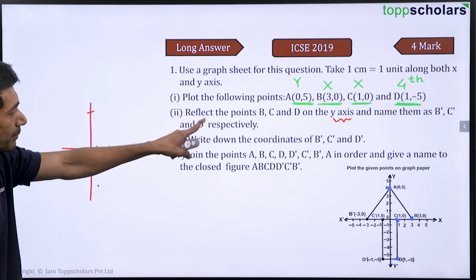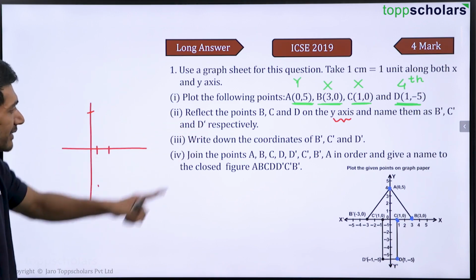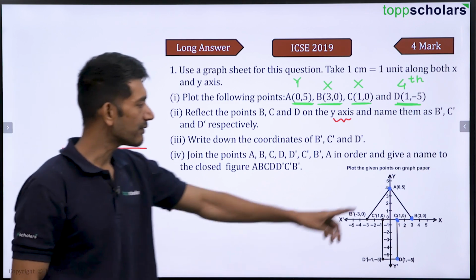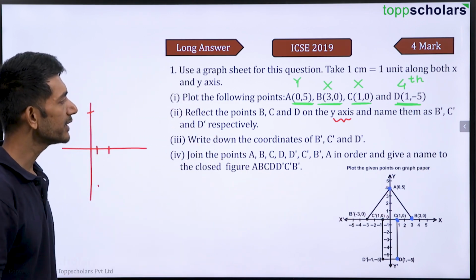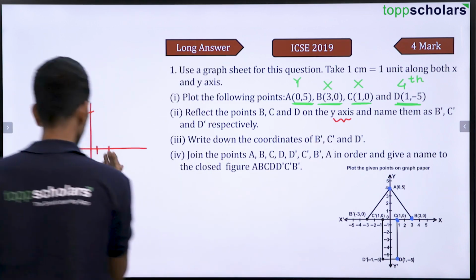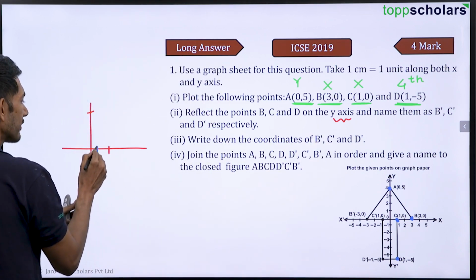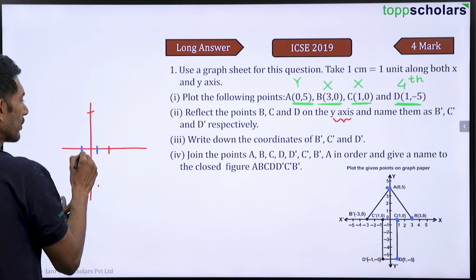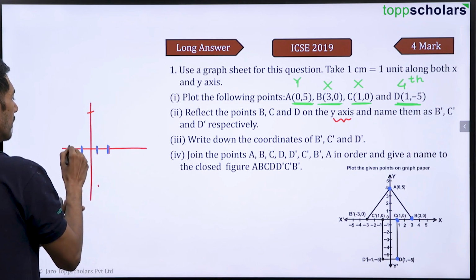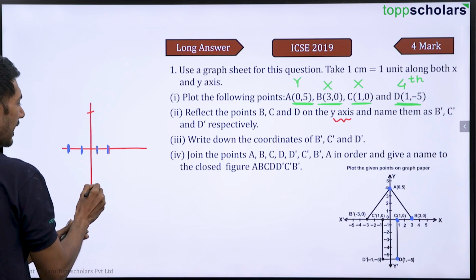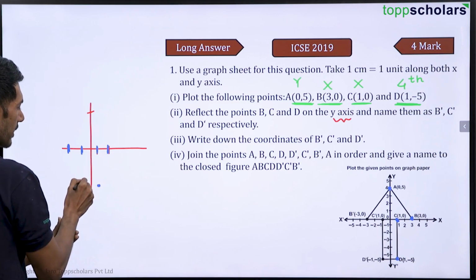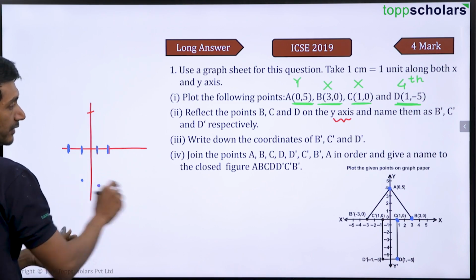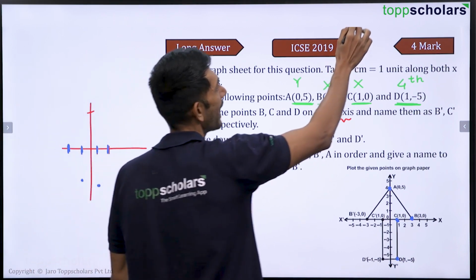Now reflect the points B, C, D. Obviously you cannot reflect A because that is on the y-axis. So reflecting the points B, C, D on the y-axis, that means the points will go on that side. So this 1, 0 will become minus 1, 0. This 3, 0 will become minus 3, 0. And this 1, minus 5 will become minus 1, minus 5. So you can see over here, I am highlighting the reflection.